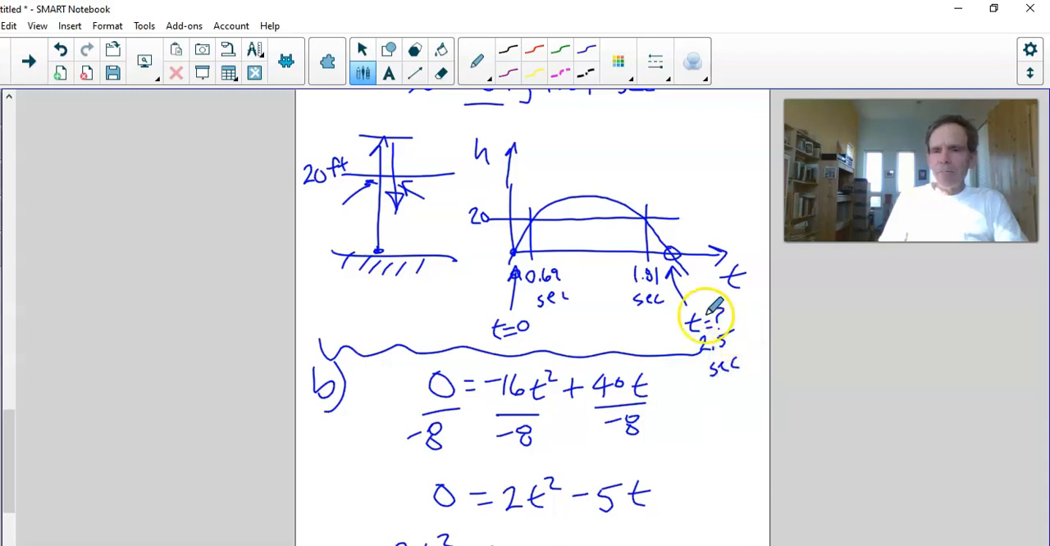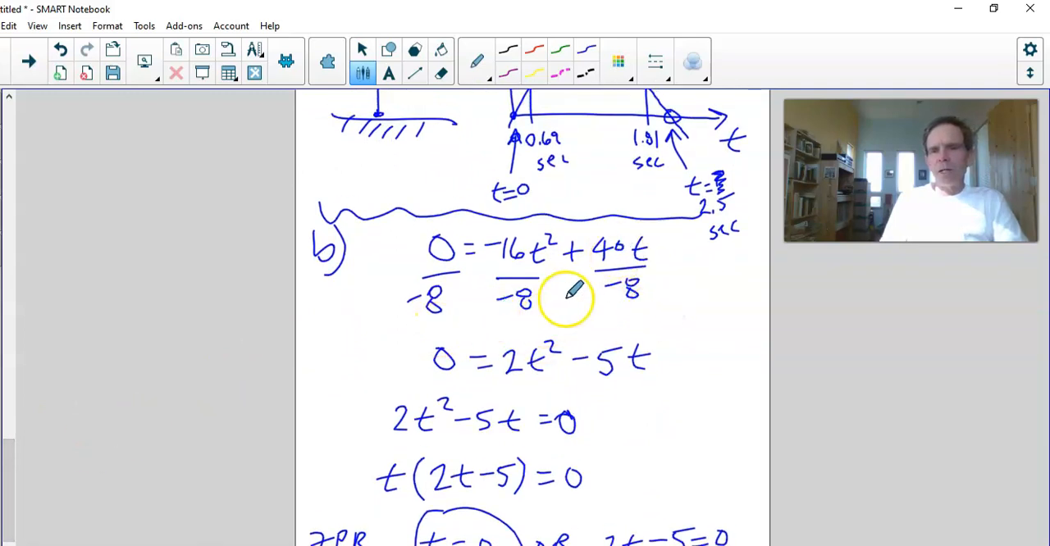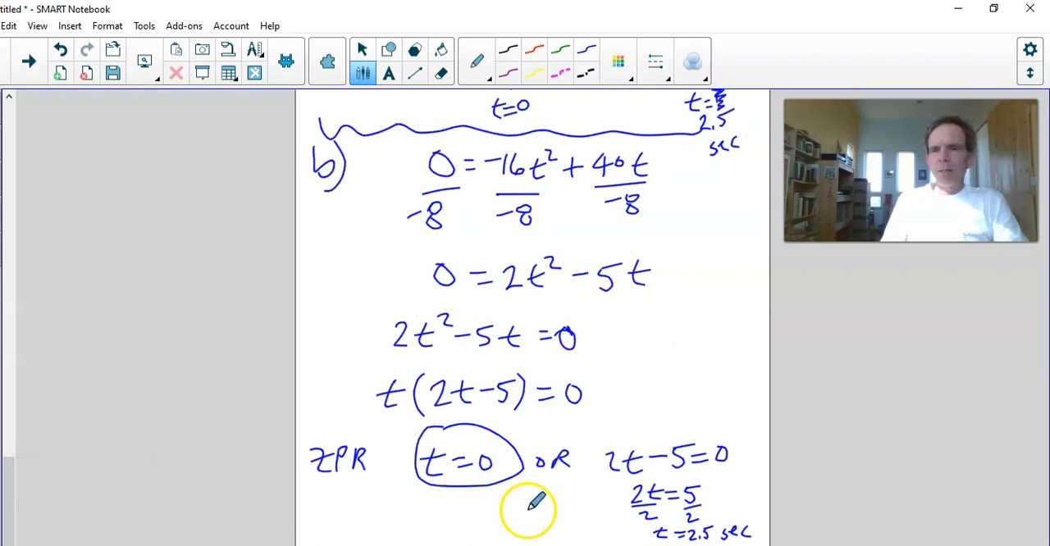Now, does this time seem to make sense? It's a little bigger than the 1.8 seconds, which is good, and it's not way bigger than the 1.8. So I'm kind of confident that the 2.5 is correct. All right. Another way to check it would be to put it back into the original equation, but I think it's right. So I'm going to quit here.